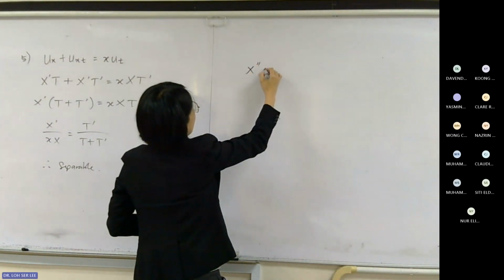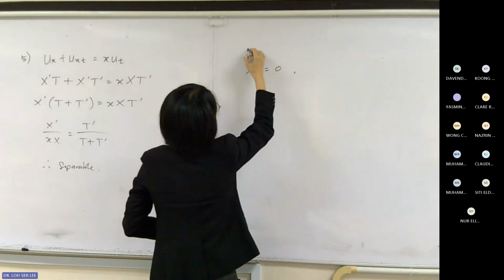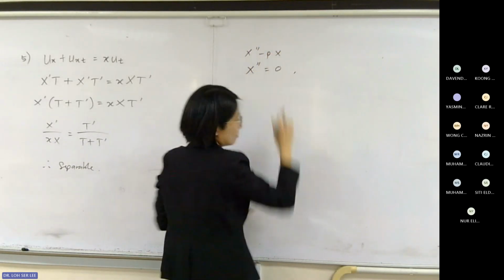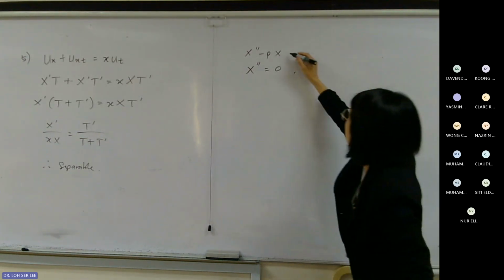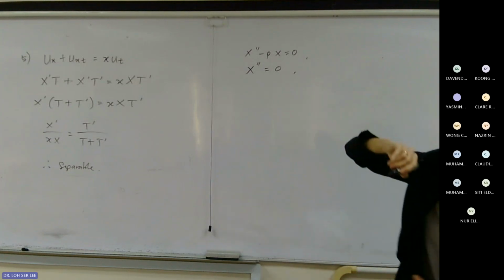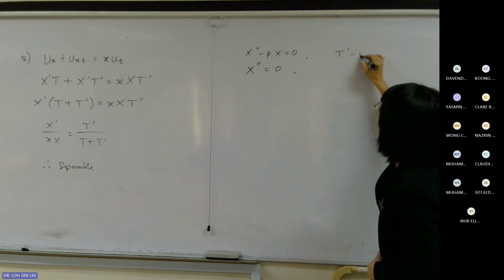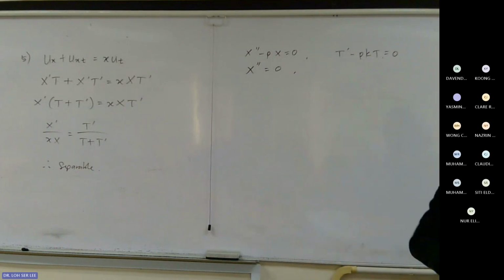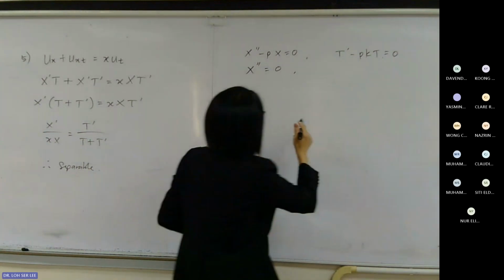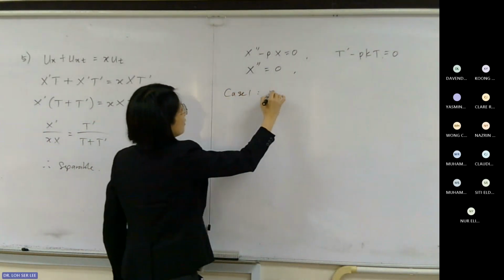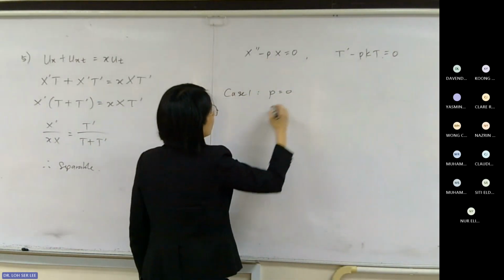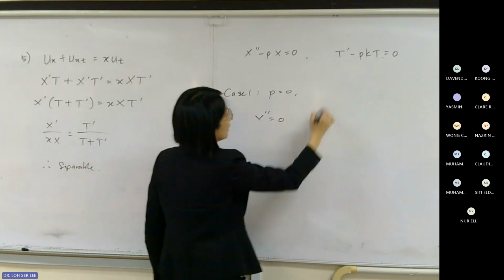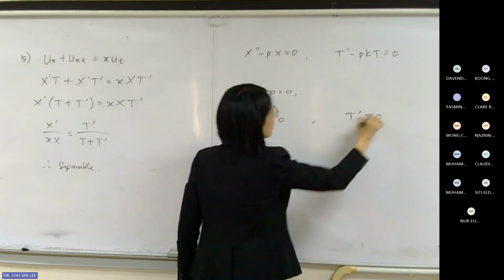Just now we have x double prime equals to 0. Actually we have x double prime minus px equals to 0, and another one is p prime minus pkt equals to 0. We have these two equations. For case one, p equals to 0, that's why when p is 0, we have x double prime equals to 0, and another one, when p is 0, we have p prime equals to 0.